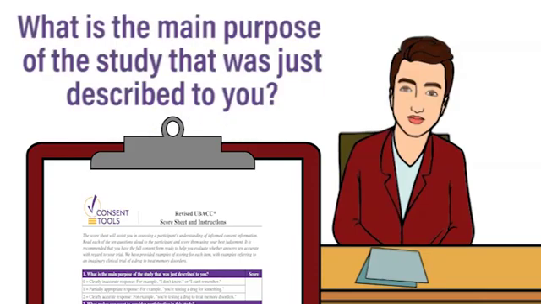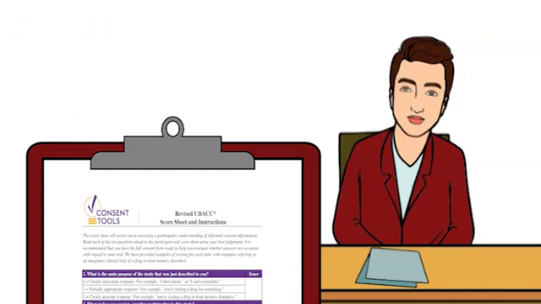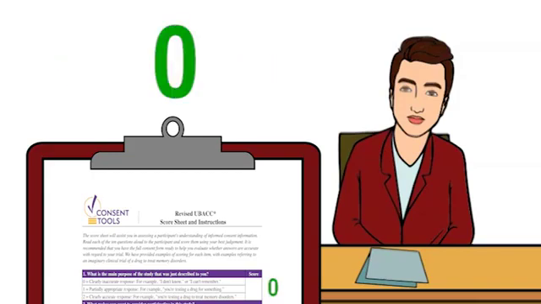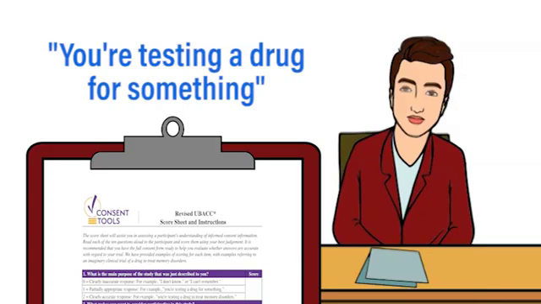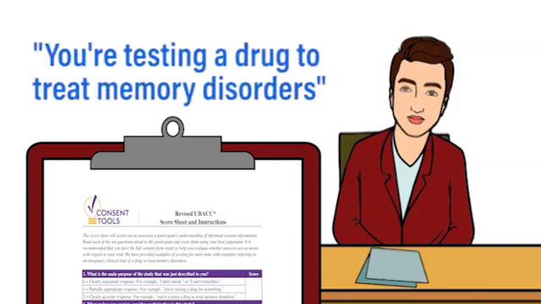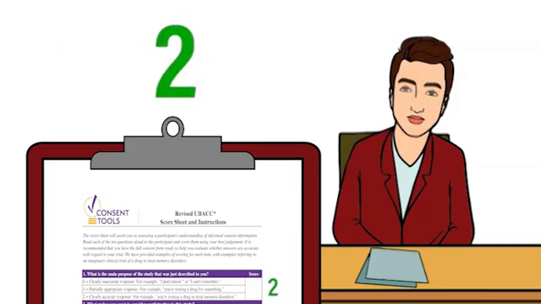What is the main purpose of the study that was just described to you? If the participant provides a clearly inaccurate response, such as, "I don't know," or "I can't remember," then they score a 0. If the participant provides a partially inaccurate response, such as, "You're testing a drug for something," then they score a 1. If the participant provides a clearly accurate response, such as, "You're testing a drug to treat memory disorders," then they score a 2.